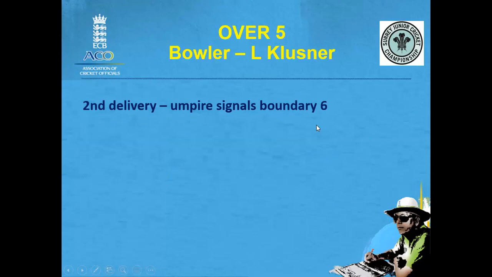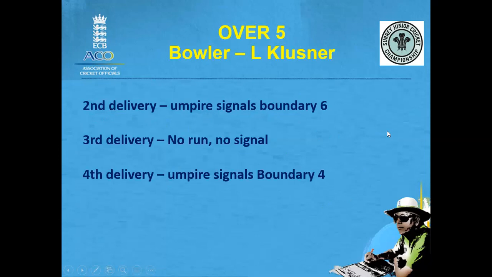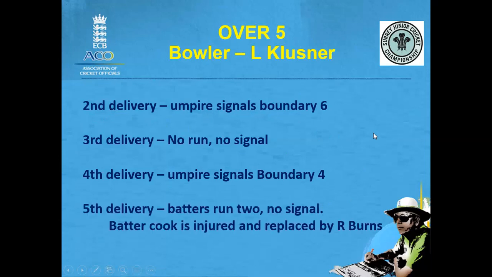2nd delivery, umpire signals boundary 6. 3rd delivery, no runs, no signal. 4th delivery, umpire signals boundary 4. 5th delivery, batters run 2 and there's no signal.